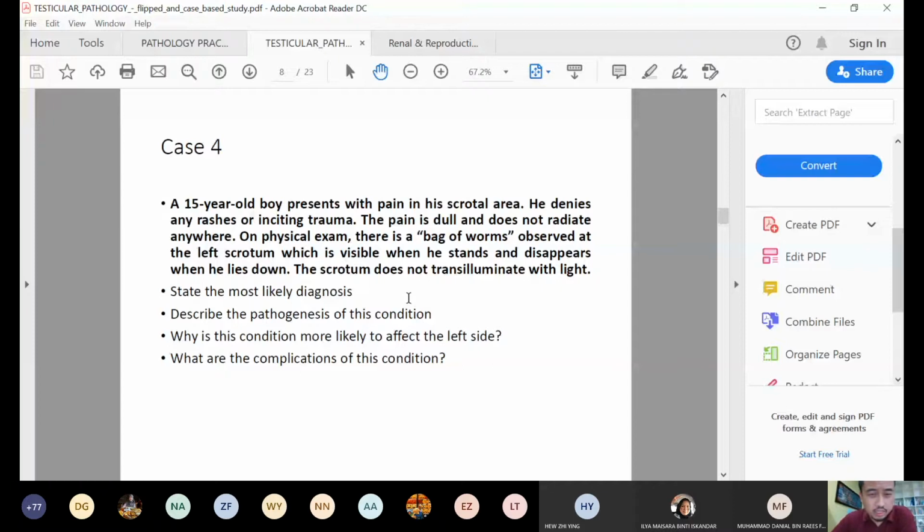So if you see this, this is a common terminology that is used for this condition. So this is a varicocele.